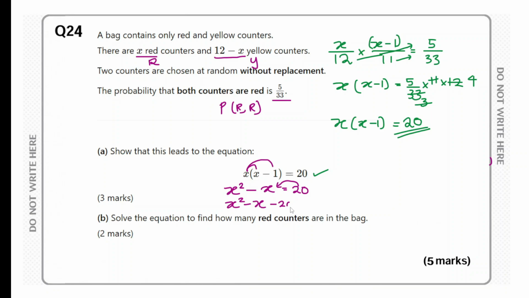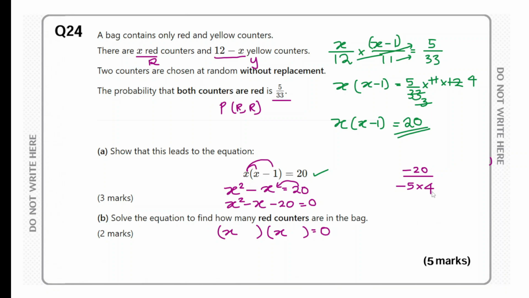Now I'm going to factorize it. Equals 0, put x here and x here. Now I need to find factors of negative 20 that add up to negative 1. Obviously, it will be negative 5 times 4, because negative 5 times positive 4 gives you negative 20. So let's put negative 5 here and add 4 here.